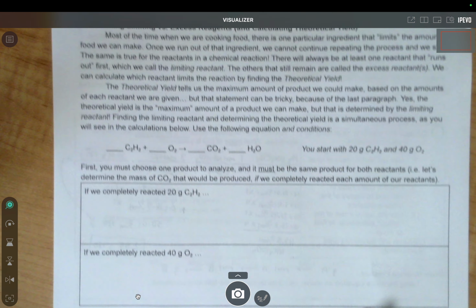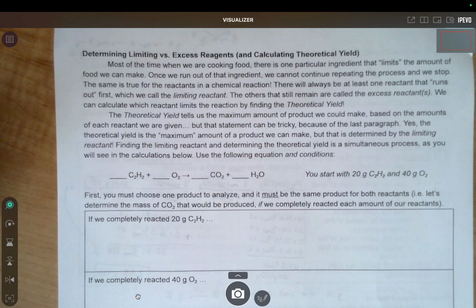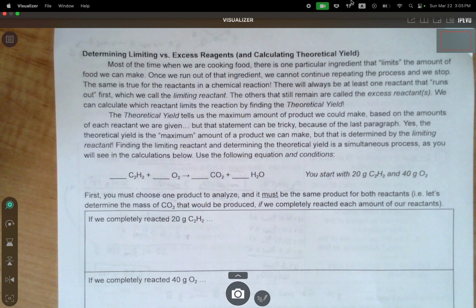Now, here we go. This one is a little tricky. You got to think about limiting and excess reagents, and you'll learn about that in the next video.